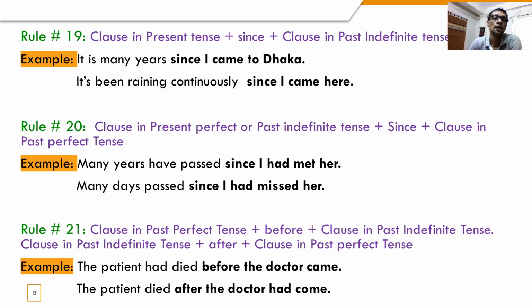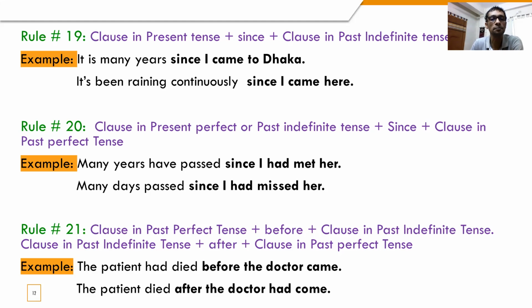So it means that before, past perfect, and after, past perfect. So this is the way you can remember this rule. So the patient had died before the doctor came. The patient died after the doctor had come.